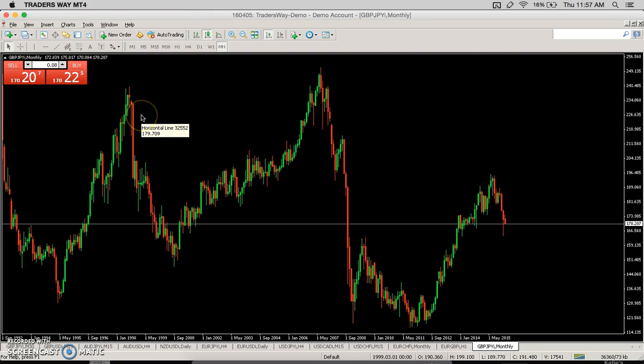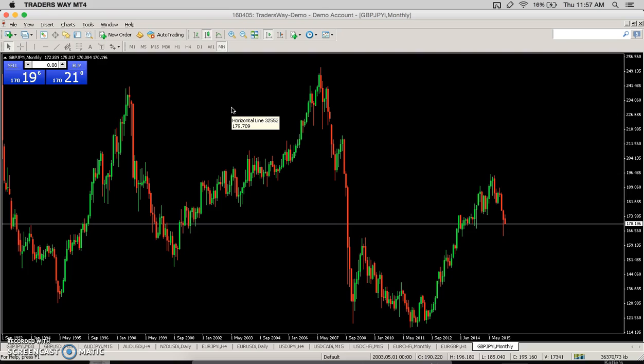Okay. So a resistance point is a peak at which the price will bounce down, and a support is a low price at which the price will bounce up. Now, you can find these on all of the time frames, different supports and resistances, but they're strongest on the high ones, all right?